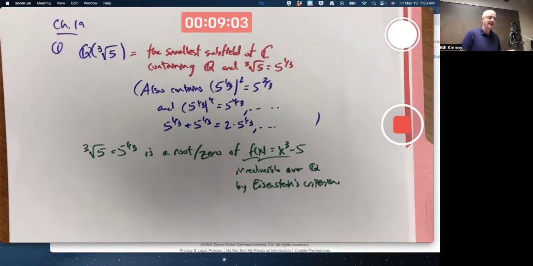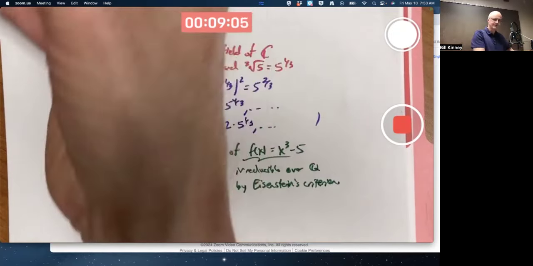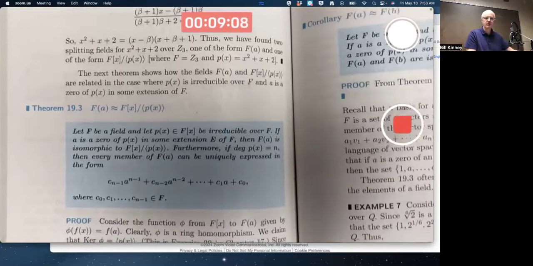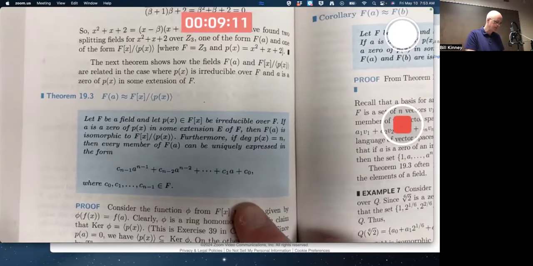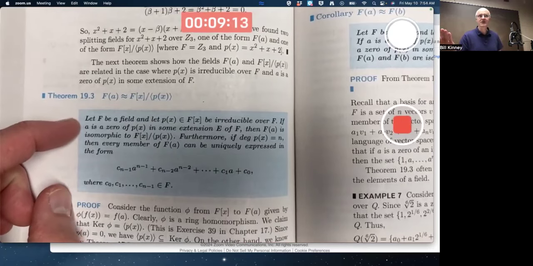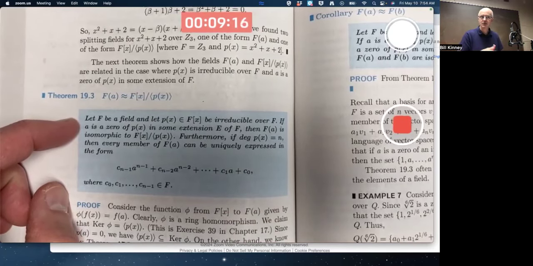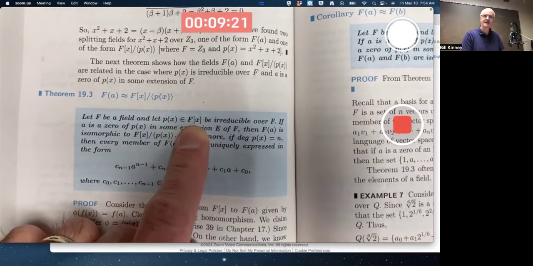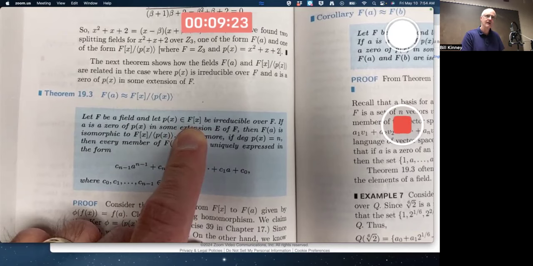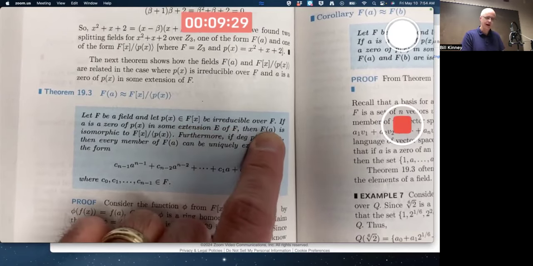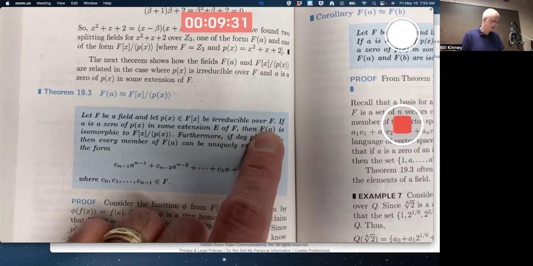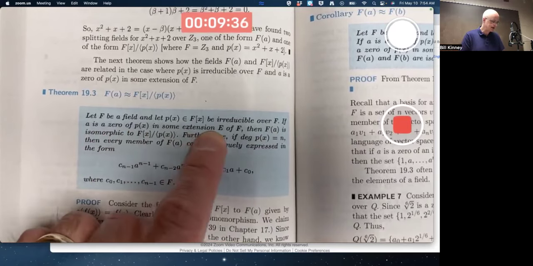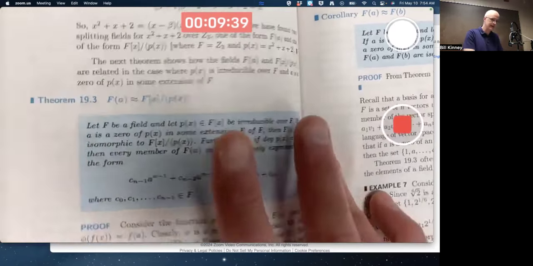true. This fact does mean a certain theorem in chapter 19 applies. This theorem is what I'm thinking of in particular. Let's take a look at this theorem. Let F be a field like the rationals. Let's go ahead and, as you read this, pretend F is the rationals. Let p of x in F[x], meaning coefficients from the field. Our coefficients are integers, so they are also rational numbers. Be irreducible over F, be irreducible over the rationals like our example is. If a is a zero of p of x in some extension E of F, oh, this is going to be the E here.